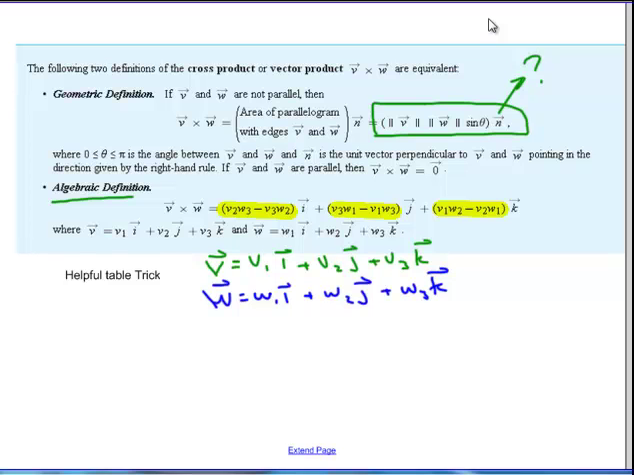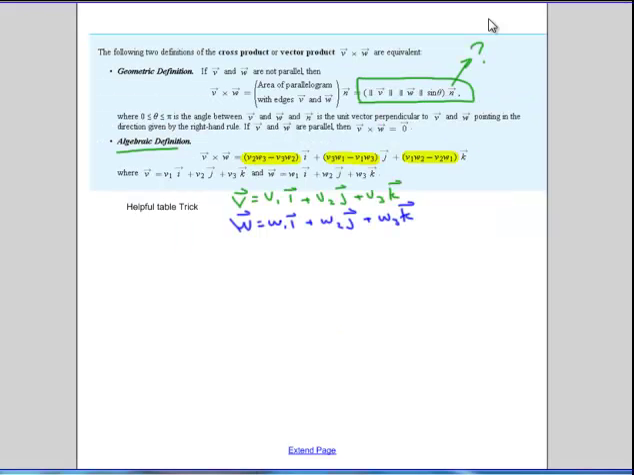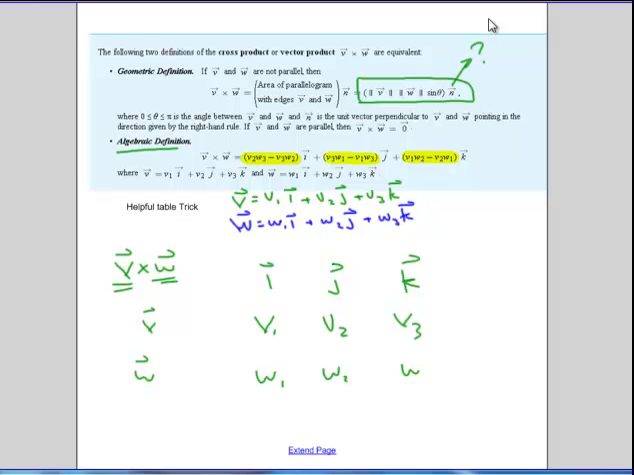All right, well, that looks kind of hard to memorize, and so there's a very helpful algebraic trick, and it looks like this. If we're doing V cross W, we write a 3x3 matrix where the top row is i, j, k, and then we put the coefficients of V first, because it's the first vector, and then the coefficients of W. So we're going to have v1, v2, v3, and w1, w2, w3.